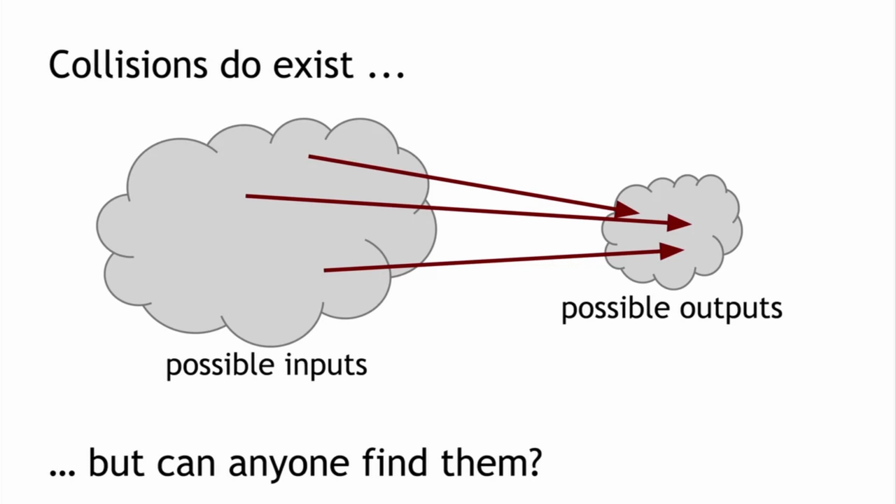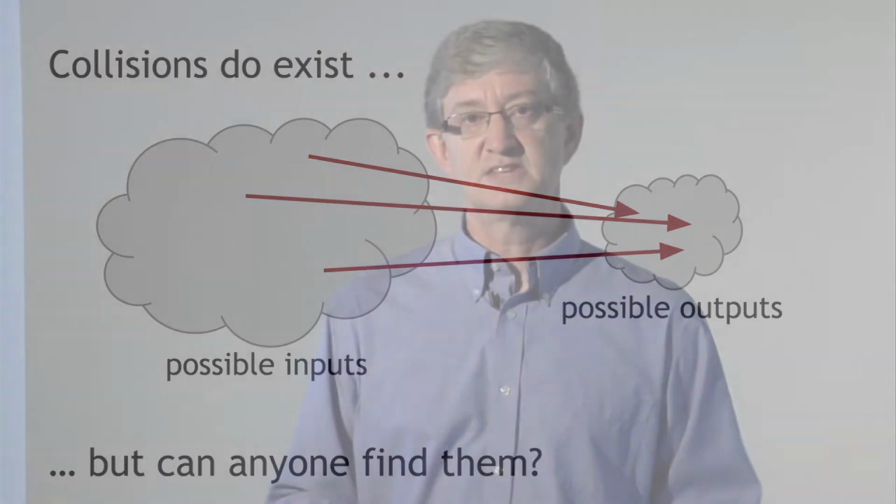So collisions do exist. I said before, nobody can find a collision, and that's the key question. We know collisions exist. The question is, are there any collisions that are findable by regular people using regular computers? Okay. Now, to make things even worse, I said that it has to be impossible to find a collision. Let me tell you how to find a collision, because there's a method that's guaranteed to work.